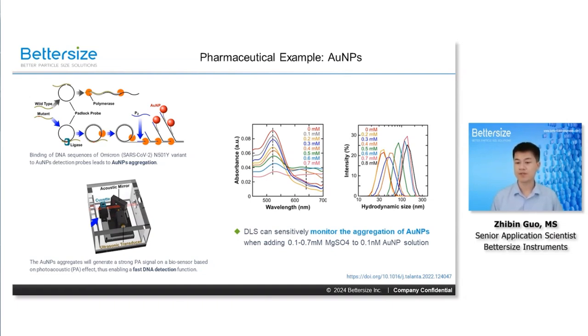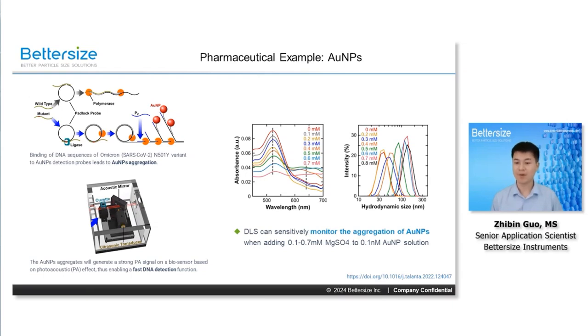The process shows that when the DNA sequence of the Omicron variant binds to the gold nanoparticle detection probes, it leads to the aggregation of gold nanoparticles. This aggregation is critical as it produces a strong photoacoustic signal on a biosensor, which enables the rapid detection of DNA. This strong PA signal is crucial for detecting the presence of the target DNA sequence quickly and accurately.